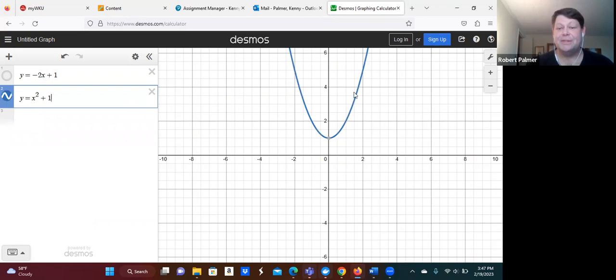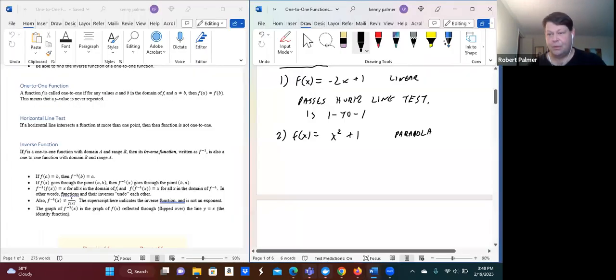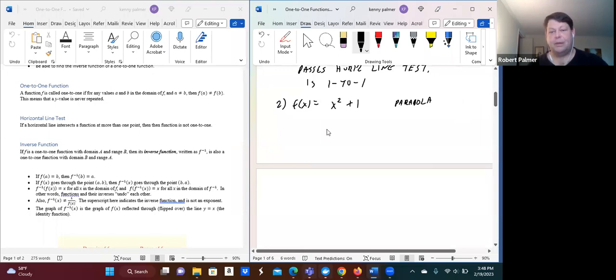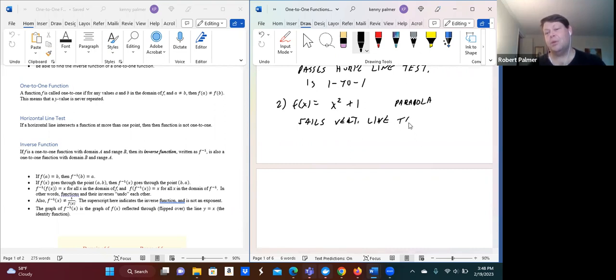See, clearly this one is not 1 to 1. Okay, because I can draw a horizontal line through many places. Every place except the very bottom here is going to cross it more than once. That's not 1 to 1. Okay, now, so it fails the horizontal line test, and it's not 1 to 1.